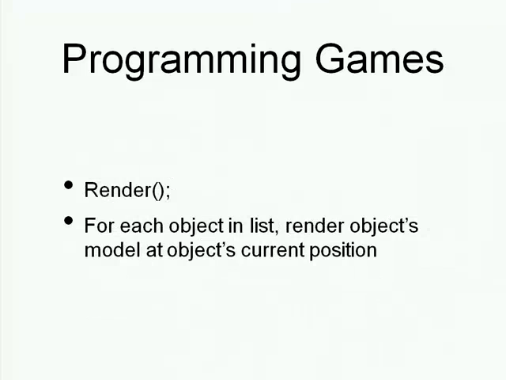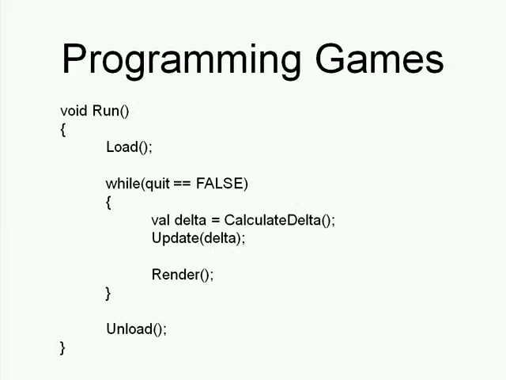Yeah, and then the render is pretty simple logically. You just take all of the objects that are in the list, all of those footballers, you get their current positions, and then you render the model at those positions. And yeah, so that's the game loop, basically.